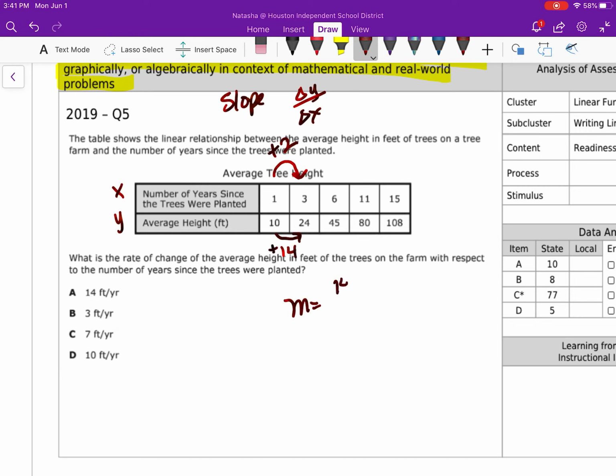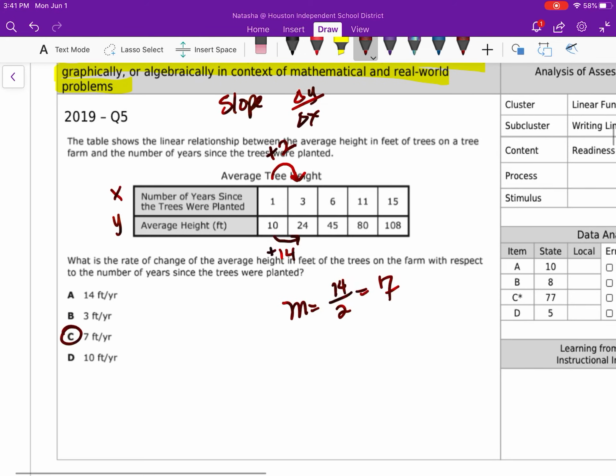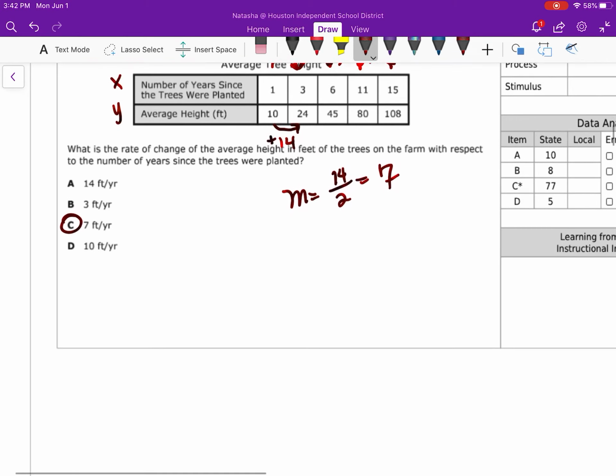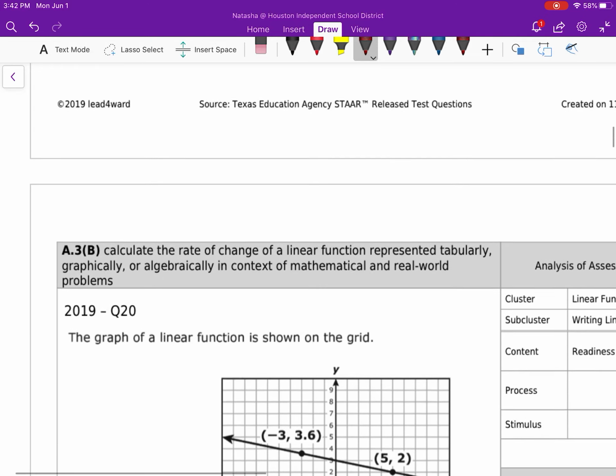So my slope is going to be 14 divided by 2, which is going to give me 7, which is my answer choice C. My slope, my rate of change, is going to be 7 feet per year. So if you were to go all the way across here, the average difference in the change is going to be 7 feet.